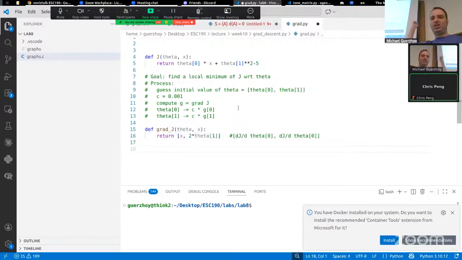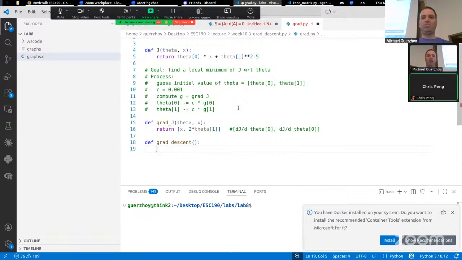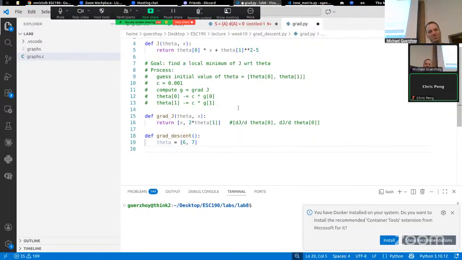So we can now say, okay, we have our J, we have our grad J, and our procedure is guess whatever theta, and then keep updating theta by moving theta in a direction that would make it go downhill. So this would be gradient descent. I'm going to guess theta as, whatever, 6, 7. Now we can keep just doing this. I'll set C to something small.